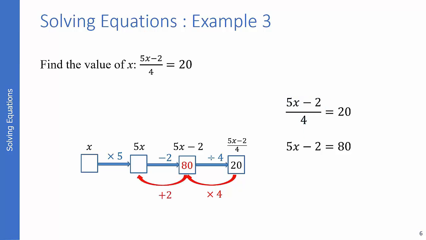Next, we add 2 to undo the subtract 2, so 5x must be 82. And lastly, to undo the multiply by 5, we divide by 5. 82 divided by 5 is 16 and 2/5.